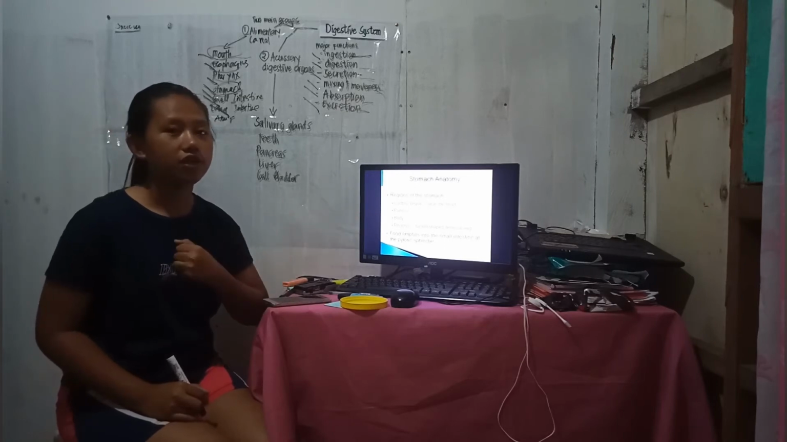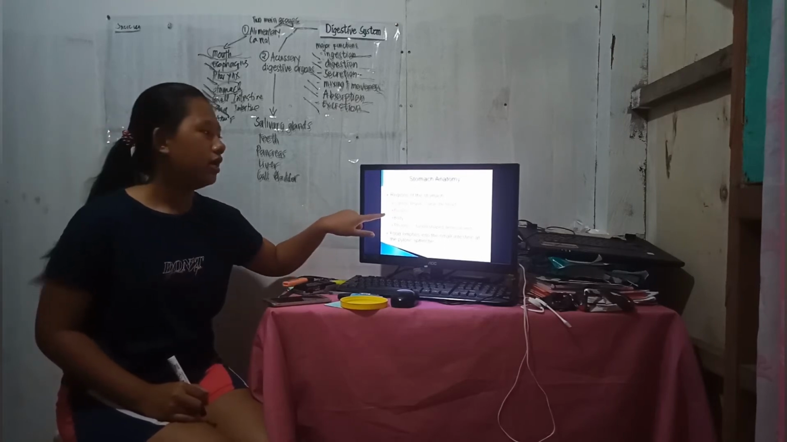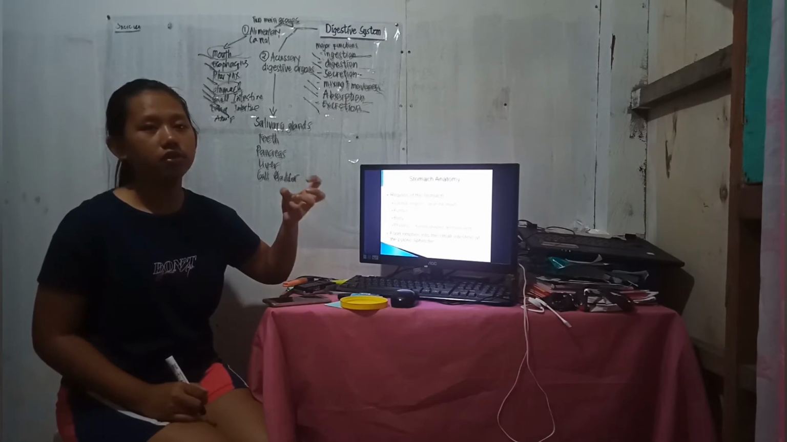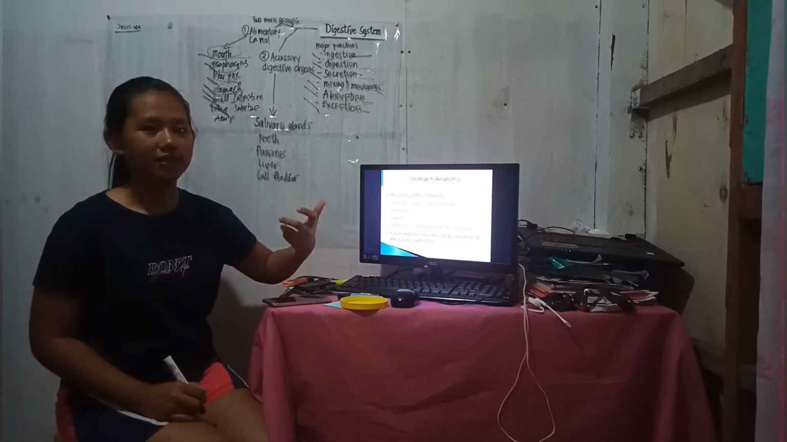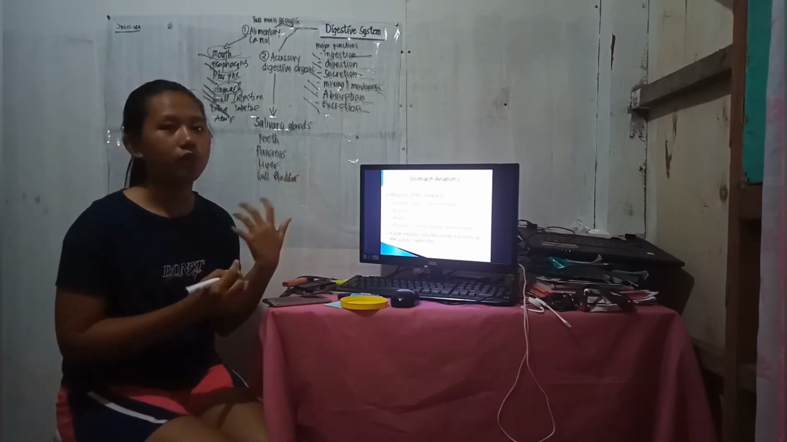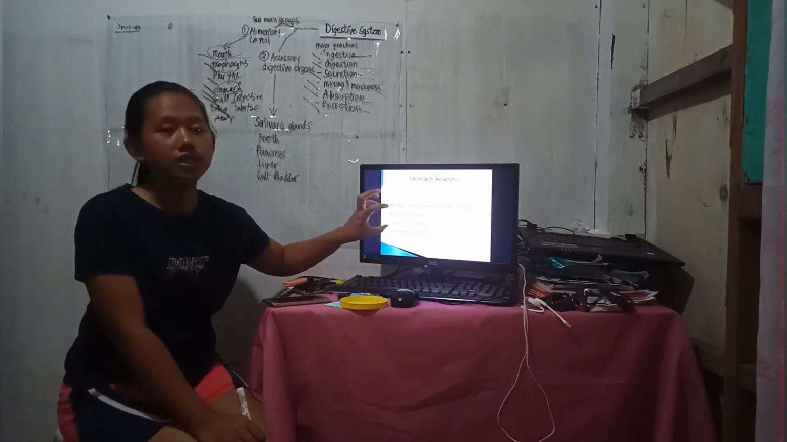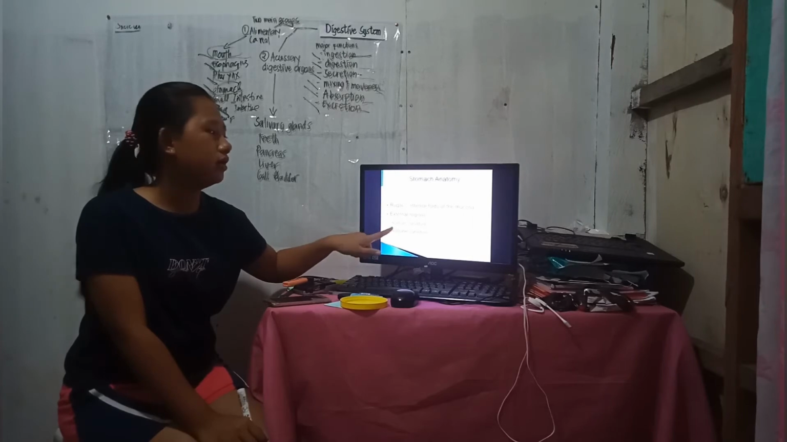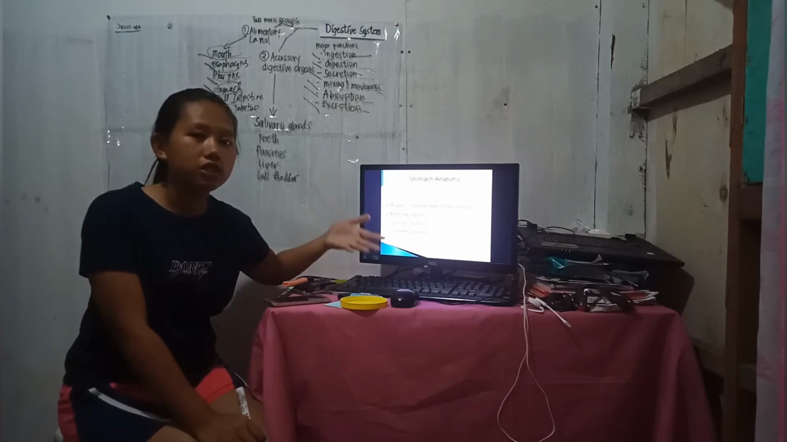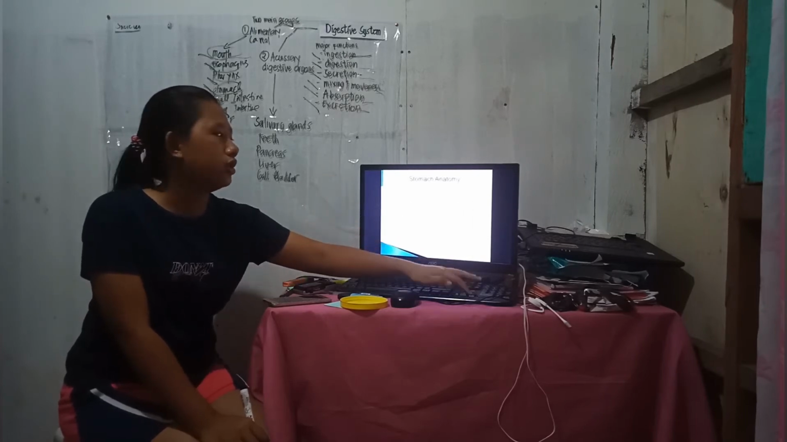We have the cardiac region, the fundus, body, and pylorus. Cardiac is near the heart, from the word cardiac, and the pylorus is the funnel-shaped terminal end. Later we're going to have a picture. And then the rugae, the internal folds of mucosa, then the external regions of the lesser curvature and the greater curvature.